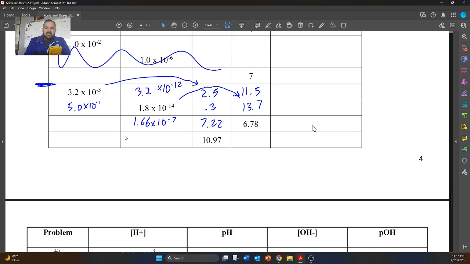That gives us 6.02 times 10 to the power of minus 8. And then for the last one, we just rounded to the nearest 3 significant figures.